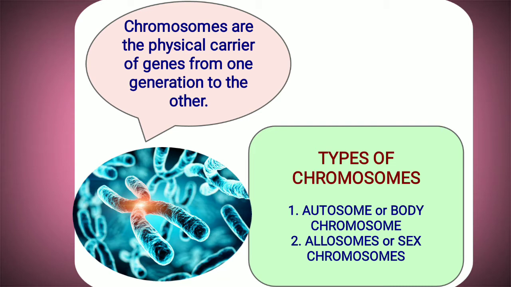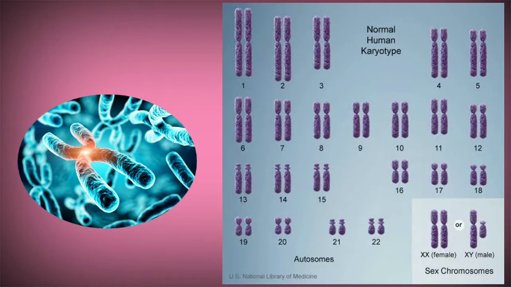Now, on the basis of the presence of genes and their expression, there are two types of chromosome, and those two types are autosomes and allosomes, which we commonly call body chromosomes and sex chromosomes. These two types of chromosome I have already mentioned while discussing the chromosomal theory of inheritance. Therefore, in this video, let's try to know more about these autosomes and the allosomes and their role in the process of heredity.